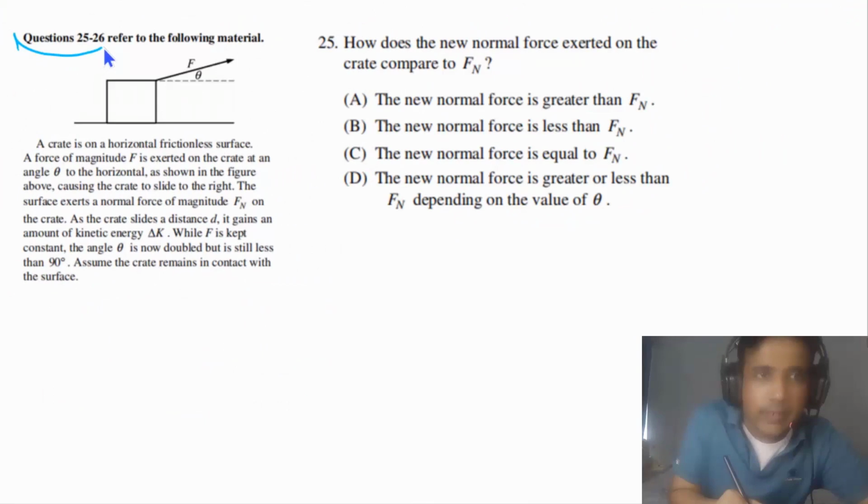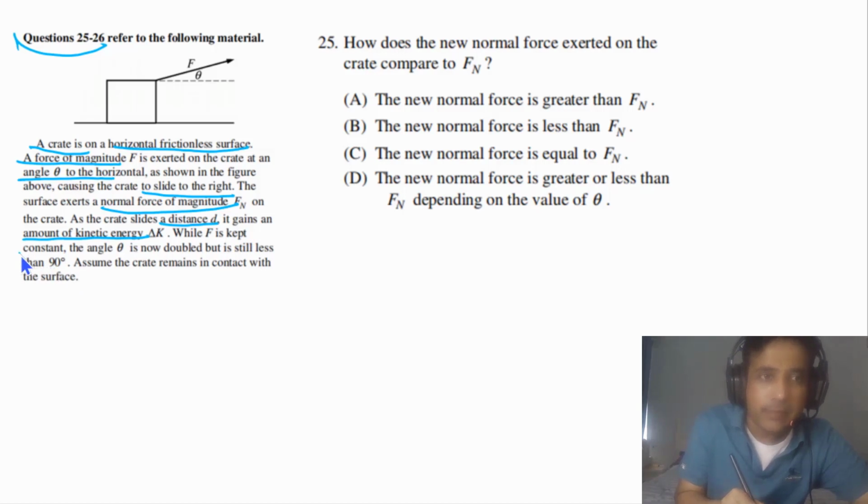For question 25 and question 26, it is given to us a crate is on a horizontal frictionless surface. A force of magnitude F is exerted on the crate at an angle theta to the horizontal as shown in the figure above, causing the crate to slide to the right. The surface exerts a normal force of magnitude Fn on the crate. As the crate slides a distance d, it gains an amount of kinetic energy delta K.